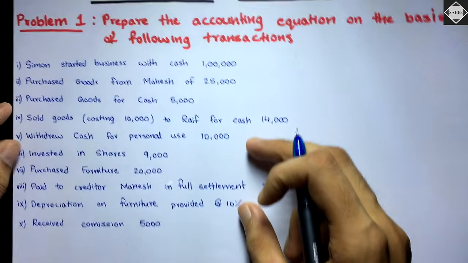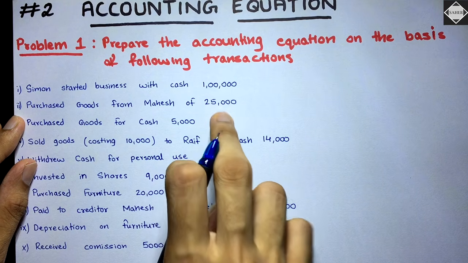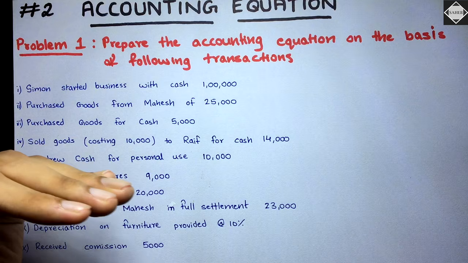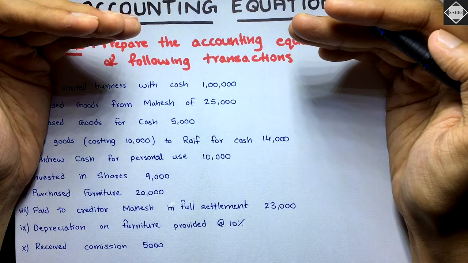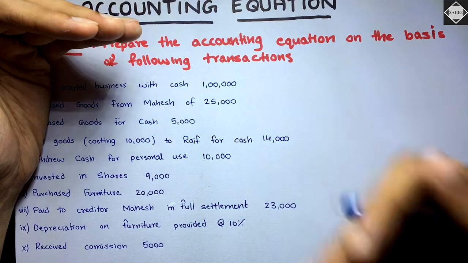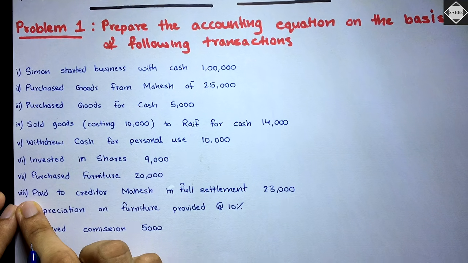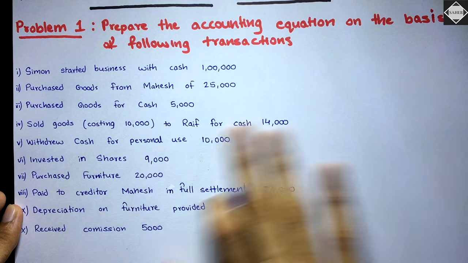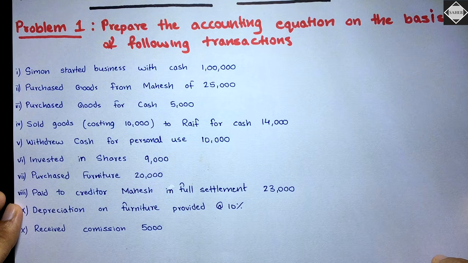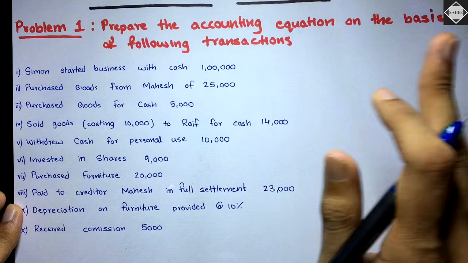Come back. See here, the second transaction, purchase goods from Mahesh of 25,000. Here what happened? We got goods from Mahesh on credit. Goods increased and Mahesh's liability also increased by 25,000. We have to pay Mahesh 25,000. But then what happened? After some days, see here in the 8th transaction, paid to creditor Mahesh in full settlement. What does full settlement mean? It means that the account is completely finished. Mahesh's account is completely finished.